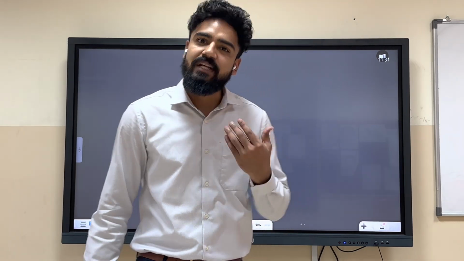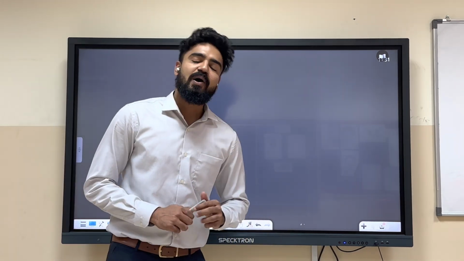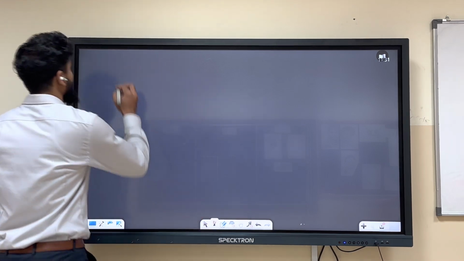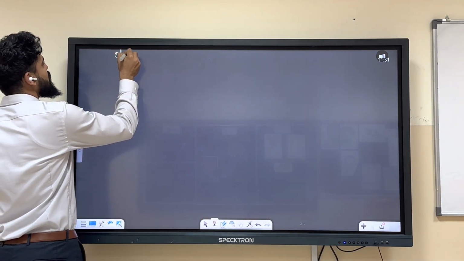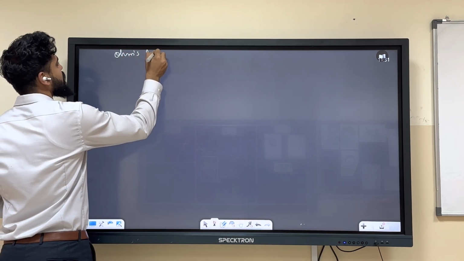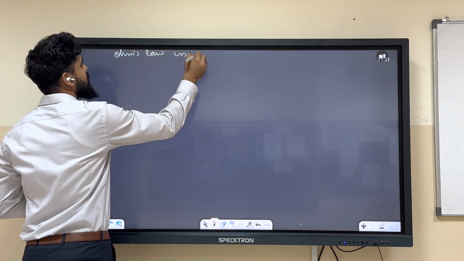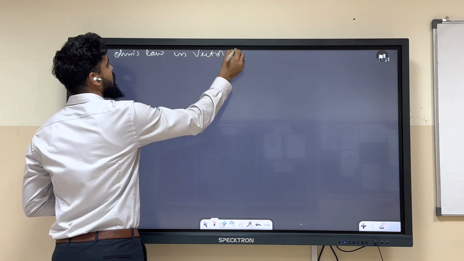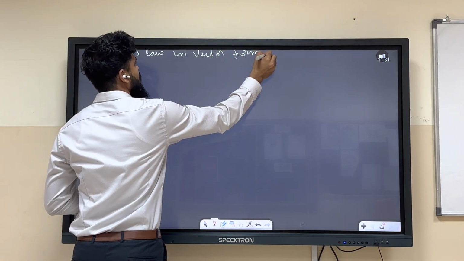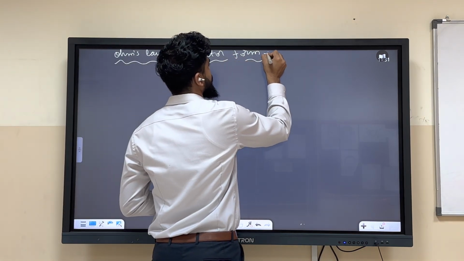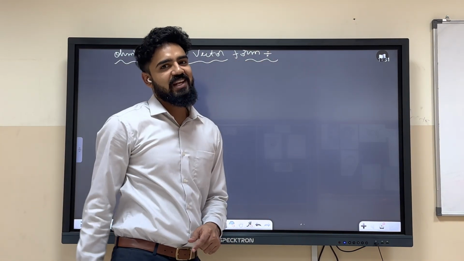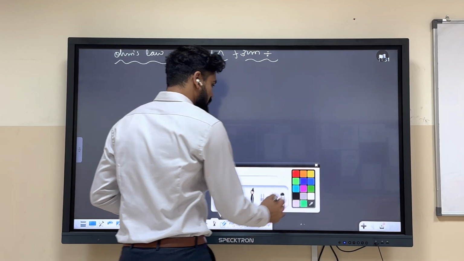The derivation of Ohm's law in vector form. So, Ohm's law in vector form. Ohm's law in vector form.